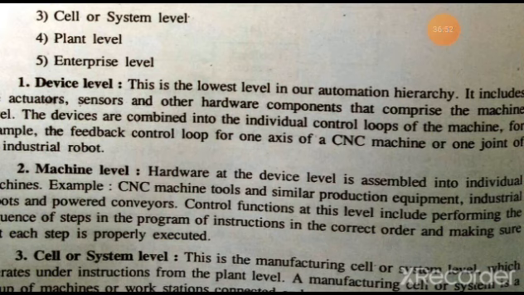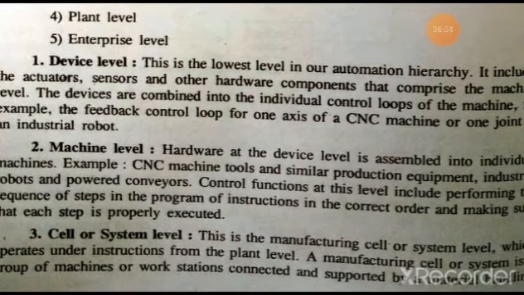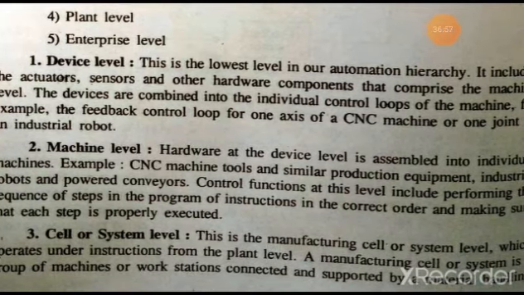Remember, okay, cell or system level. The next one coming is cell or system level. This is the manufacturing cell or system level which operates under instructions from the plant level. As you are going to see very clearly here, you need to understand that there is a continuous flow from device level to the machine level, from machine level to the cell level to the plant level to the enterprise level. Again it comes back. We are describing in the next slide how there is a flow of information, so as to control the entire process correctly.